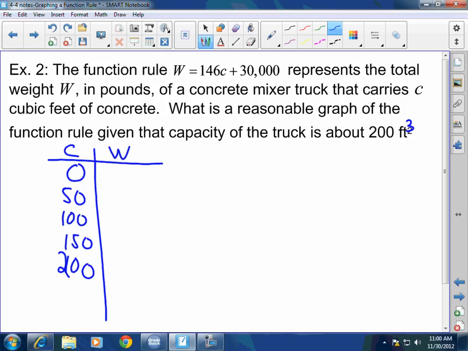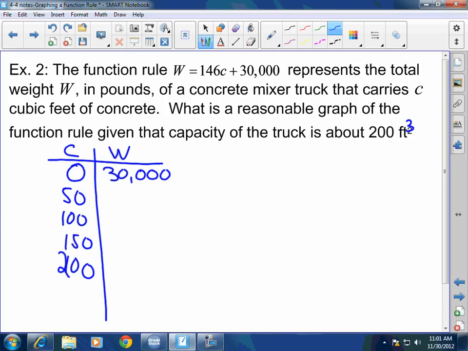Why can I not go negative? If I have 0 cubic feet of concrete, how much does a truck weigh by itself? 30,000. Very good. See how the C is the independent? If there's no concrete, then it's 30,000 pounds.